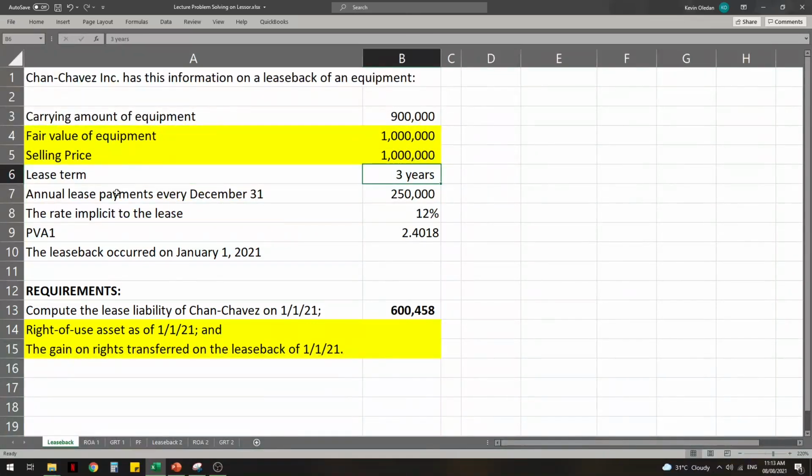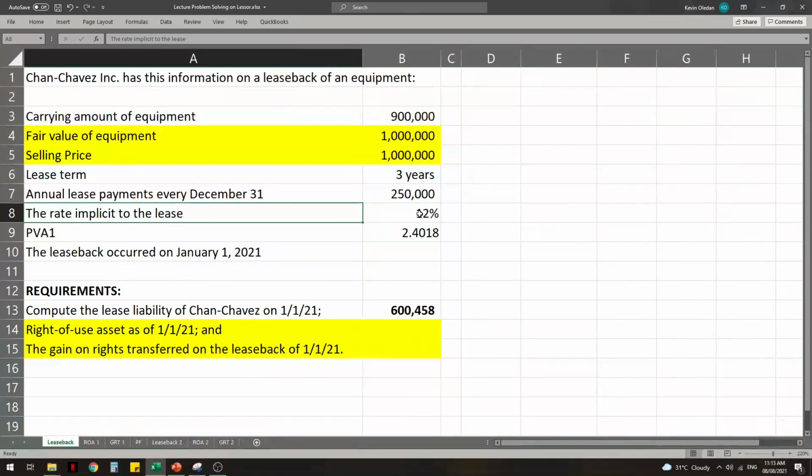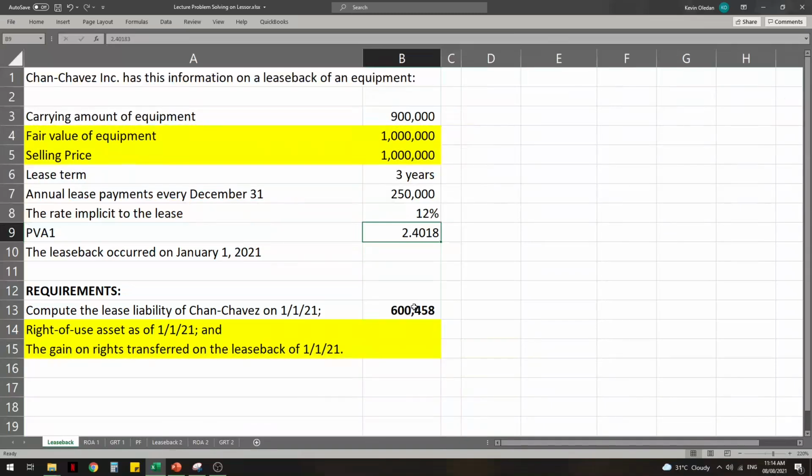Lease term is 3 years. Annual lease payments, 250,000. Rate implicit to the lease is 12% and the present value of annuity of 1 is 2.4018. To which, guys, since the lease liability computation is the present value of lease payments, option, and guaranteed residual value, isa lang ang present dito. We only have the annual lease payments. I-multiply lang natin yan with the PV of annuity. You will get the lease liability. Ayan. For the amount 600,458. As simple as that.